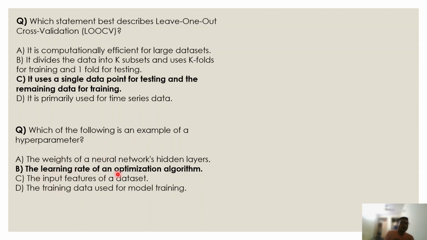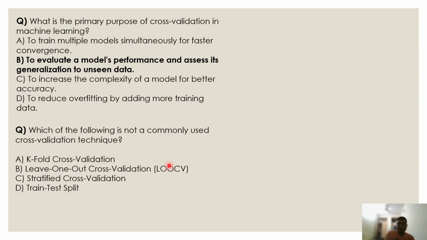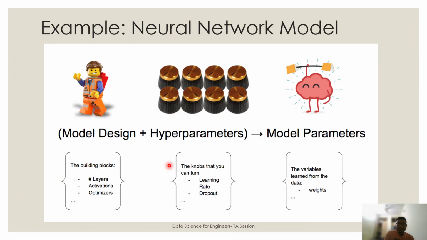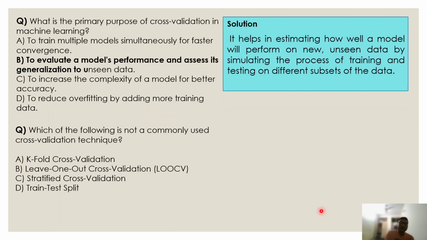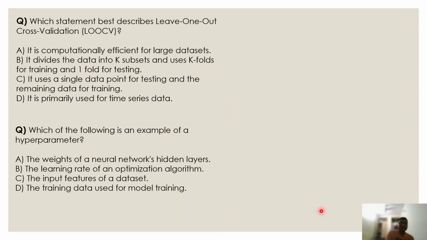But the learning rate of an optimization algorithm, how much learning rate you want to put, is a value you have to mention while training the neural network model. So that's why learning rate is a hyperparameter. Here also you are able to see the learning rate hyperparameter, and here you are able to see the variable learned from the data is called the weights. So this is the neural network example. The weights you will get during the model training, and that's why B is the correct answer.